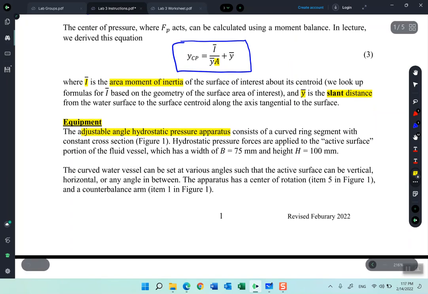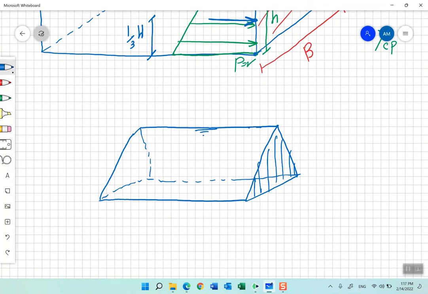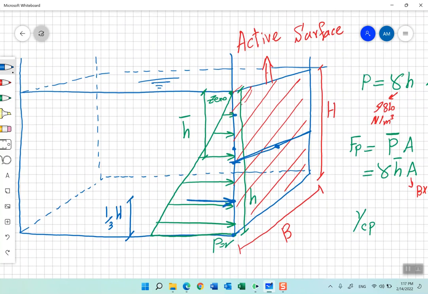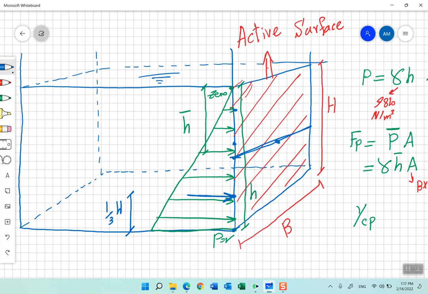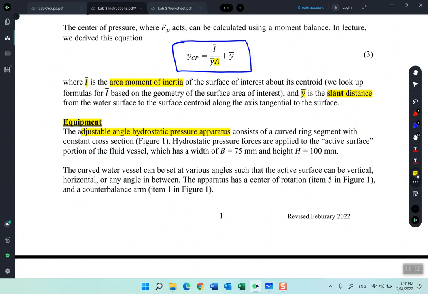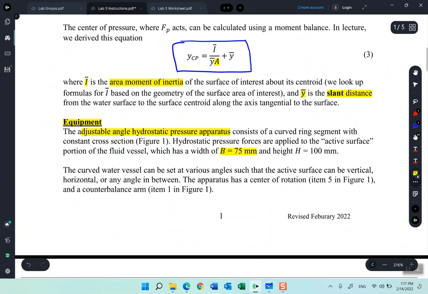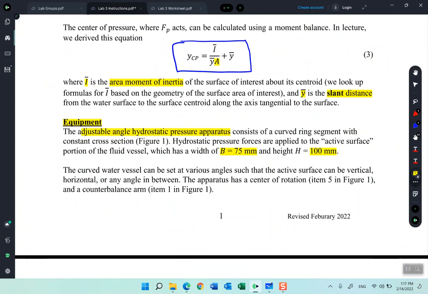This equipment has its own active surface. If you remember, we refer to that as the active surface. And the dimensions of this active surface are 75 in width and 100 in height. So you will have to record these two values.